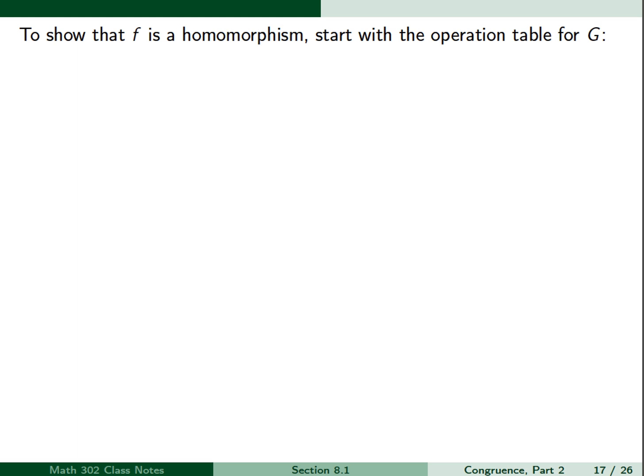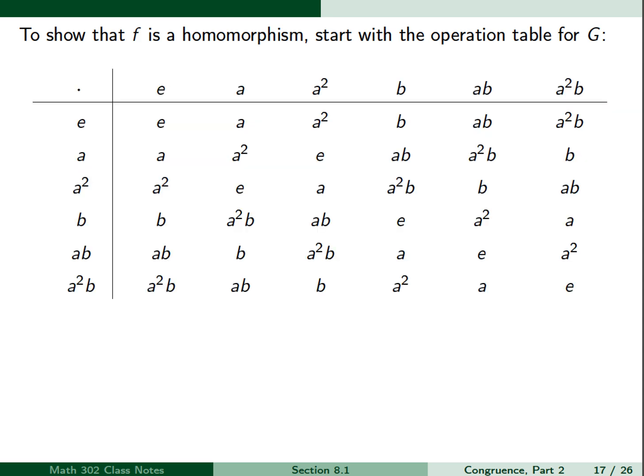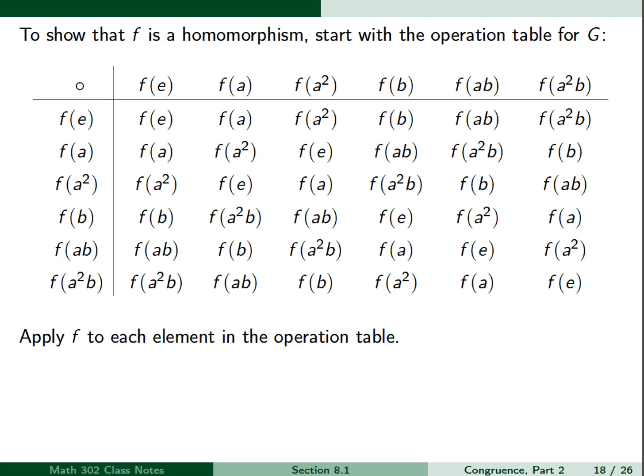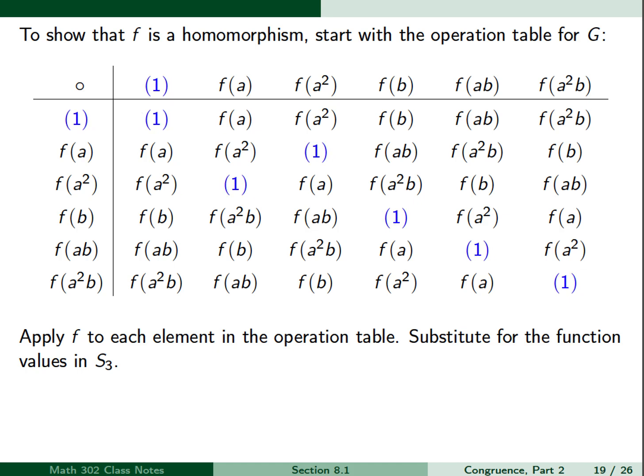And to show that F is a homomorphism, we can use the operation table, just as we did in the previous theorem. So we'll start with the operation table for G, and we'll apply F to each element in the operation table. And we'll substitute for the function values in S3. We'll do it one element at a time. So F of E is equal to the identity permutation 1. So we'll replace each element in the table labeled F of E with 1.